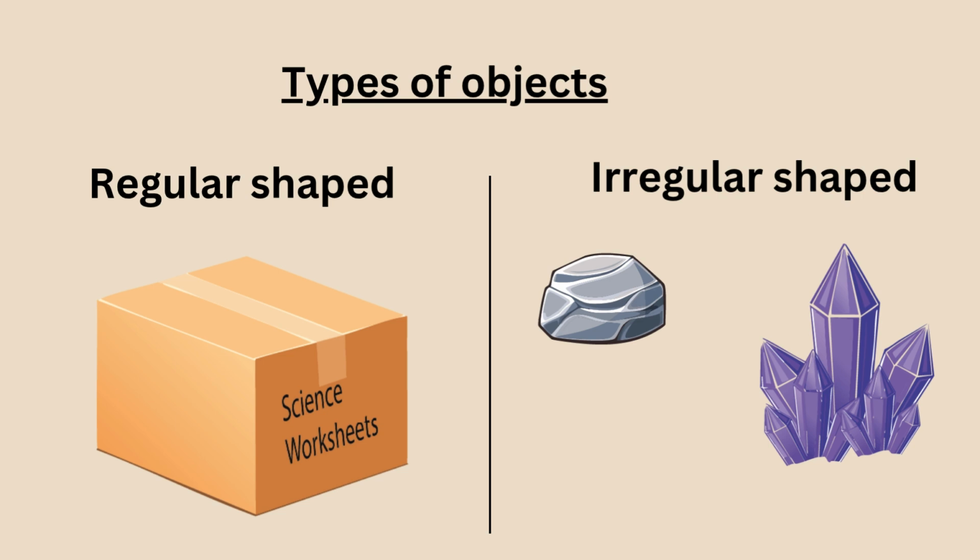Irregular shaped objects, we are unable to calculate the volume easily because we cannot measure the sides easily. So to find the volume of an irregular shaped object, we use a different method that I will explain later.